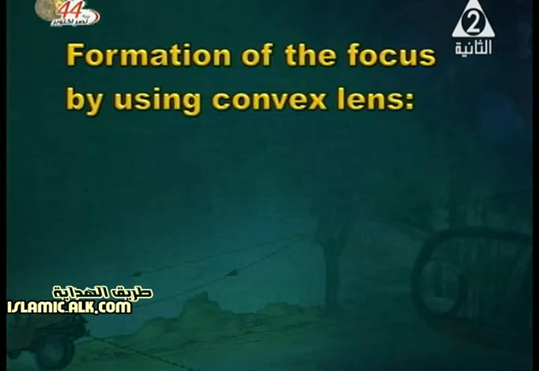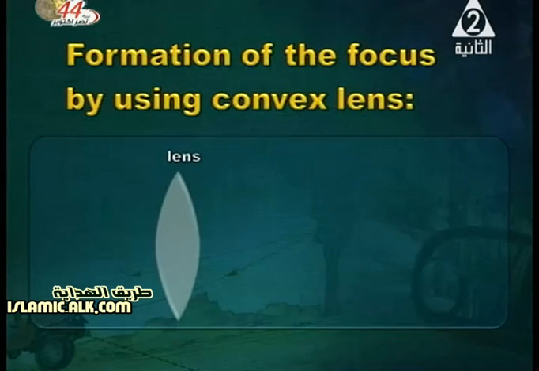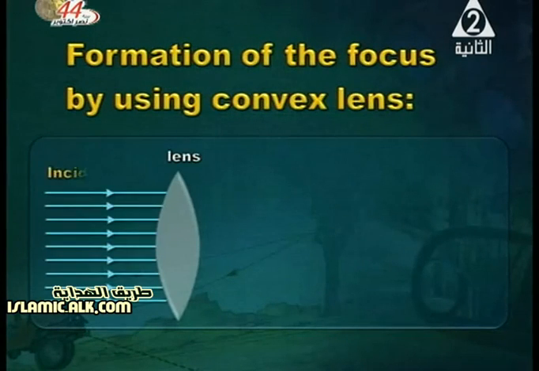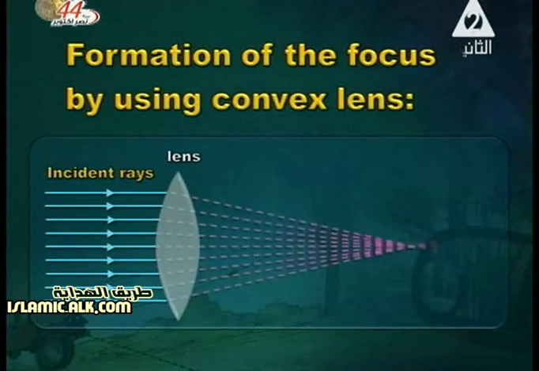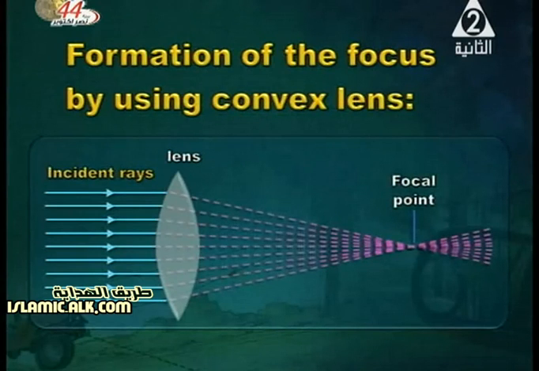The formation of the focus by using a convex lens. Firstly, we draw the convex lens, then the parallel rays which are incident on it. All these parallel rays will be refracted passing through the focus. This is the focus point, and this is a real focus.